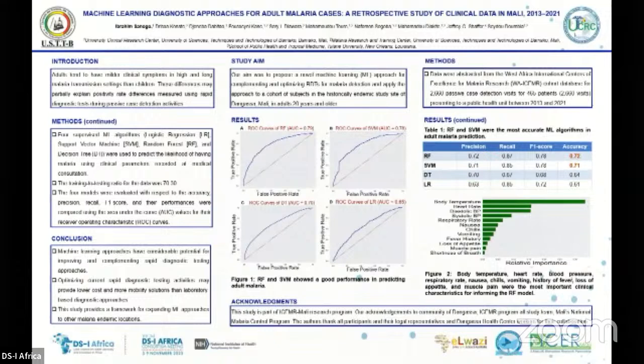Now our objective, the main aim of this study, was to propose a novel machine learning approach for complementing and optimizing RDT for malaria detection, and also apply this approach to a cohort of subjects using historical data from our study site of Dangasa in Mali.